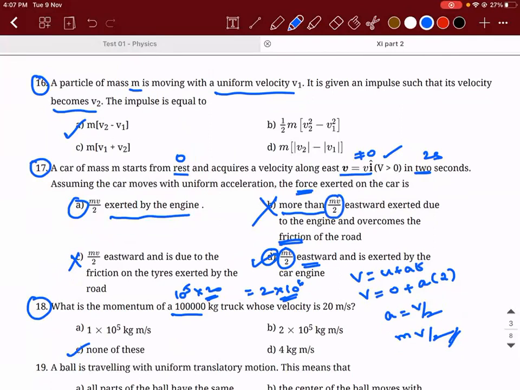Sir, option C. mv by 2 is moving eastward due to the friction on the tires exerted by the road. Is the friction the one responsible to put the car into motion? So who takes the preliminary responsibility of the car to go into motion? Is it the car's engine or the friction on the road?